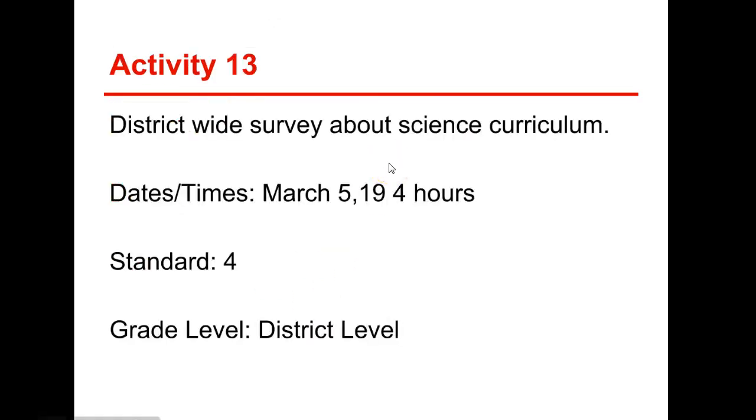Activity 13, district-wide survey about the science curriculum. This was a survey that we developed that went out to not just employees, but also parents and students to get their ideas about the science curriculum before we made all of our curriculum changes.